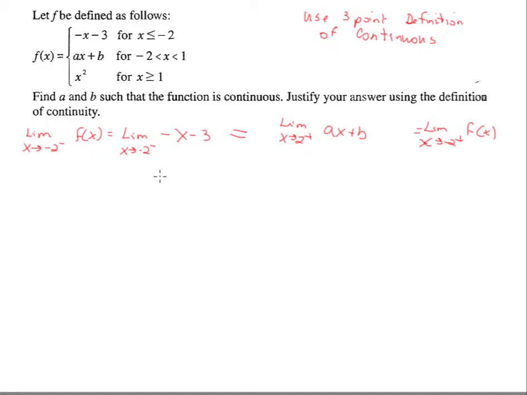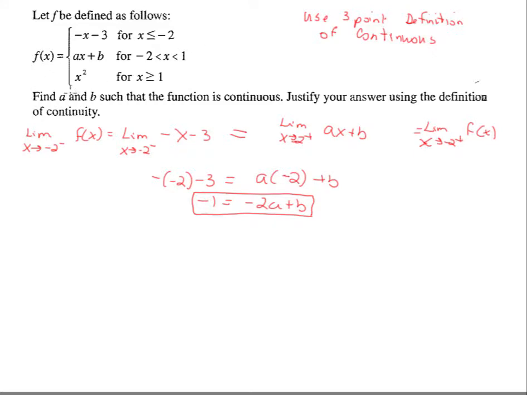So using direct substitution in this first limit and direct substitution in the second, right-hand side limit, we'll simplify this down and we'll get an equation that we need to solve for a and b. So our first equation is -1 is equal to -2a plus b.